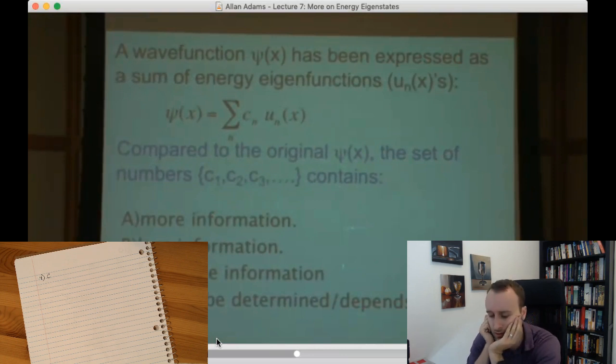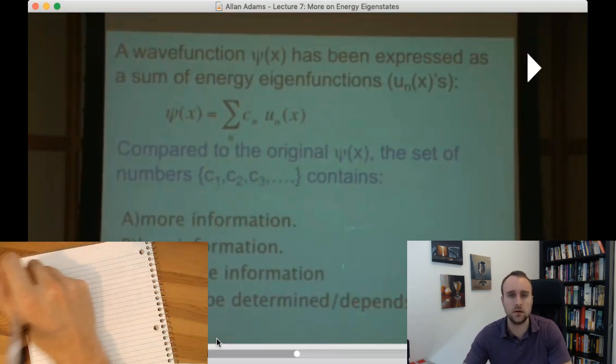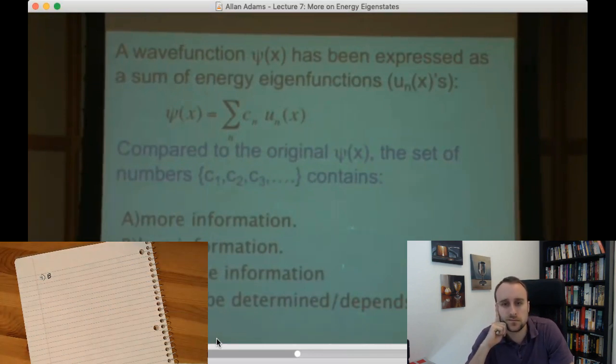Ooh, actually, this is more difficult than I thought. Because the energy eigenfunctions, I think we're missing phase information here, no? Do I want to change my answer? I'm going to change my answer to B because I think we're missing phase information. Compared to the original wave function, the set of coefficients, given that we're using the energy basis, contains more or less the same information, or it can be determined. Okay, 5 seconds. All right, and the answer is C. Great.